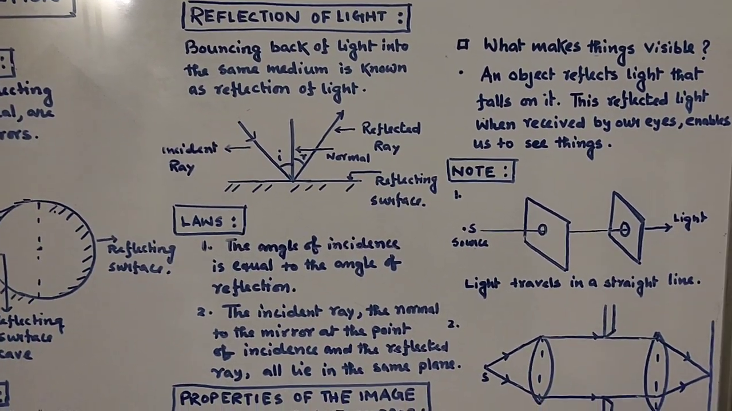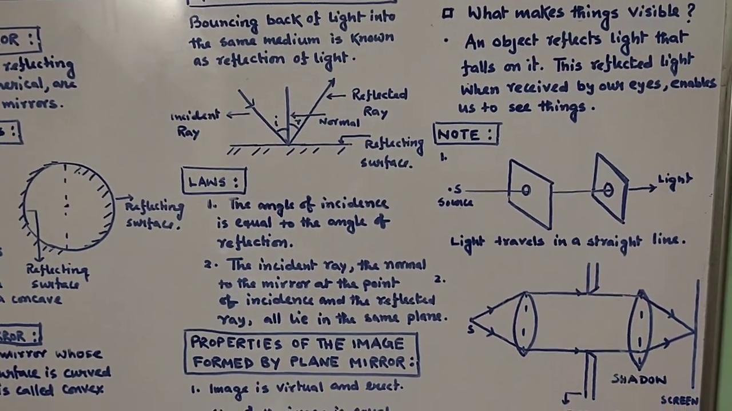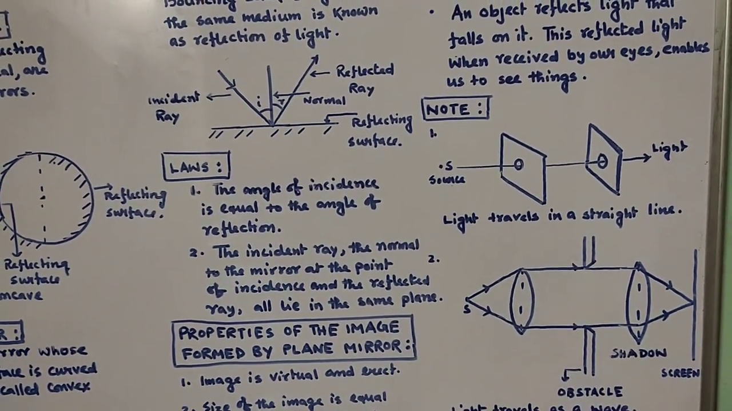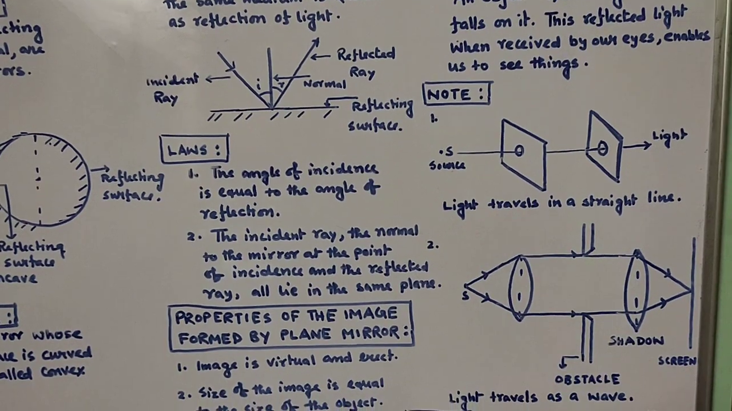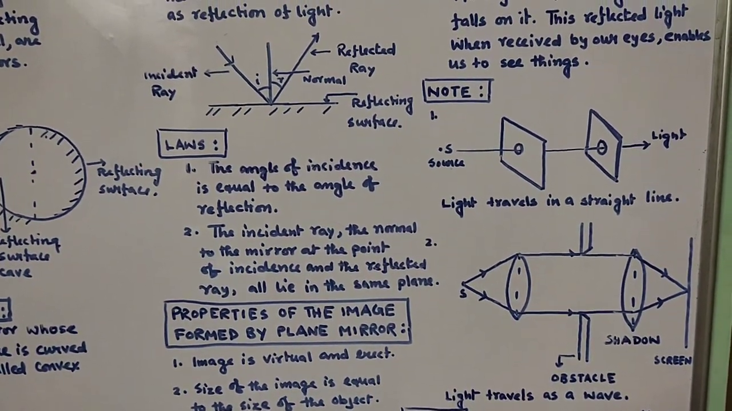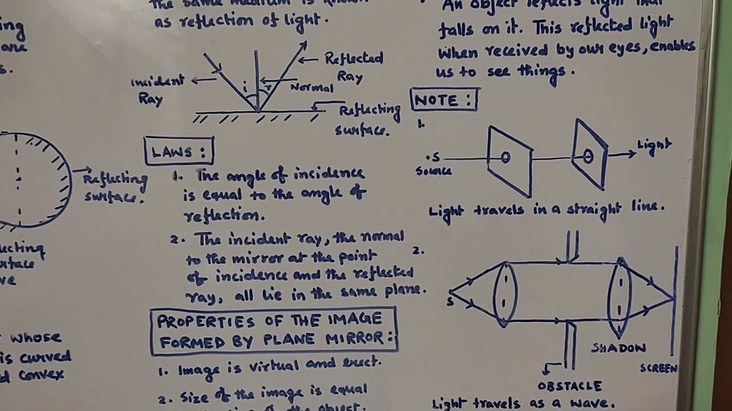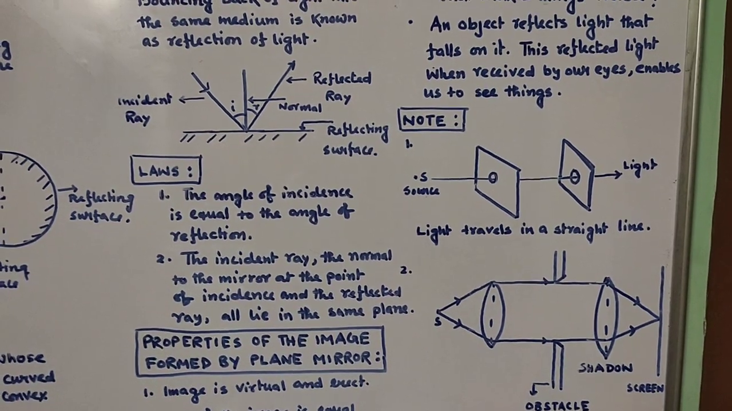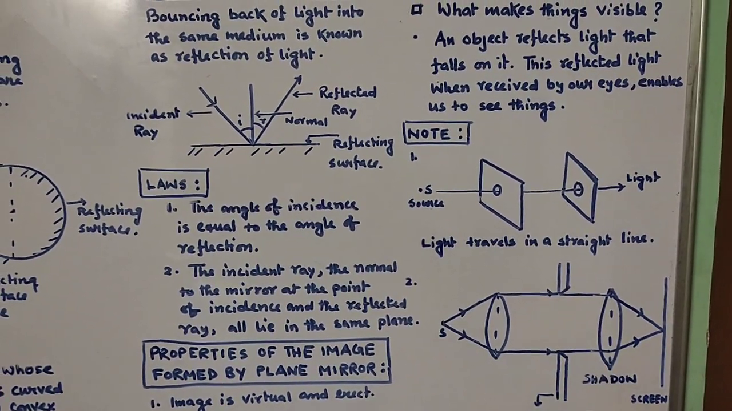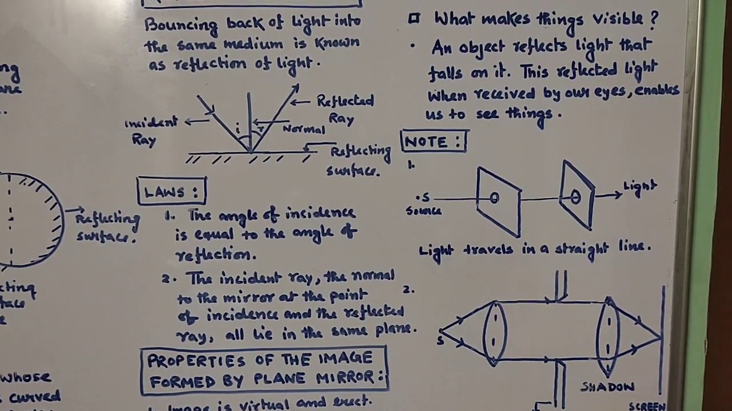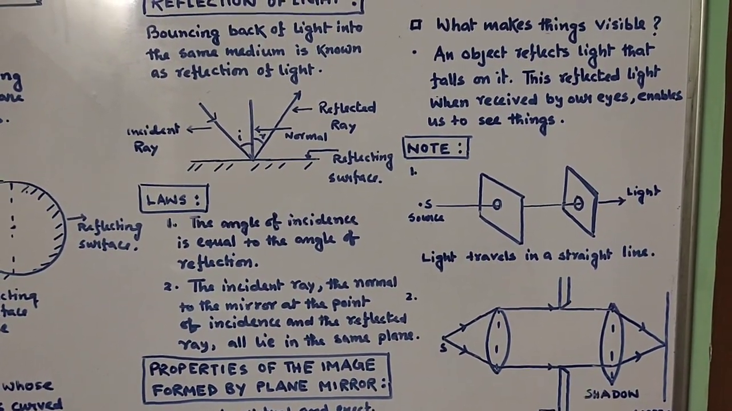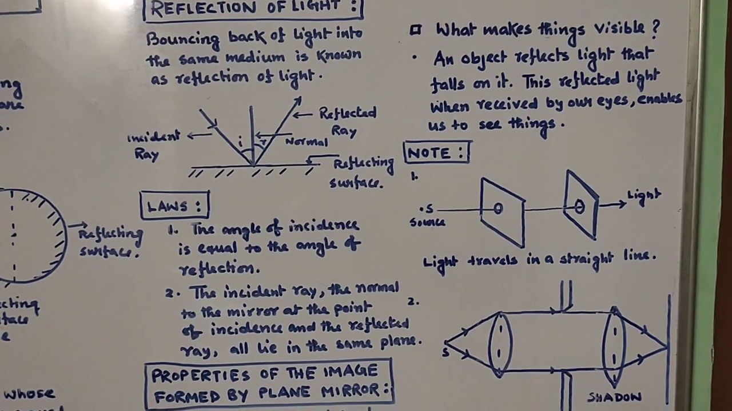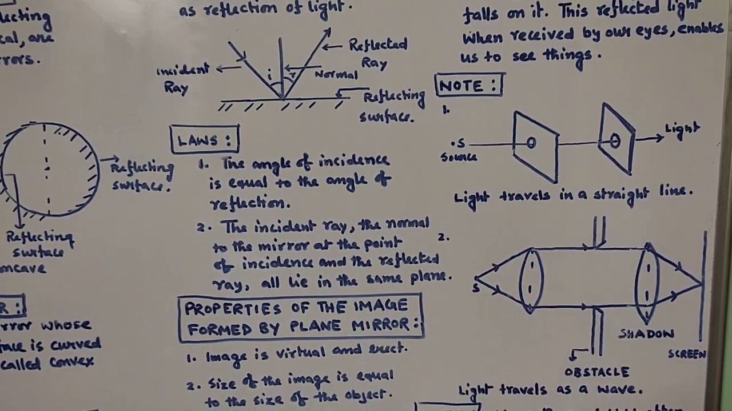Now the next topic we are going to discuss is the properties of the image formed by a plane mirror. I think you have covered this in lower classes. First property: the image is virtual and erect. Erect means straight. If you stand in front of the plane mirror, the image should be erect. If your head is up, it seems to be up in the image, and if your head is down, it should be down in the image. So this is erect.